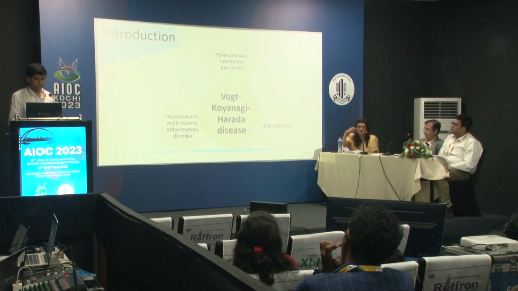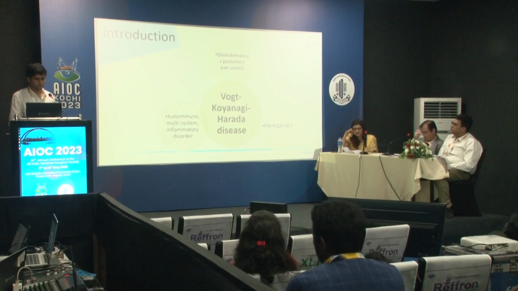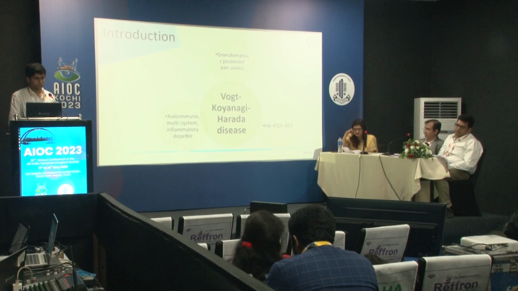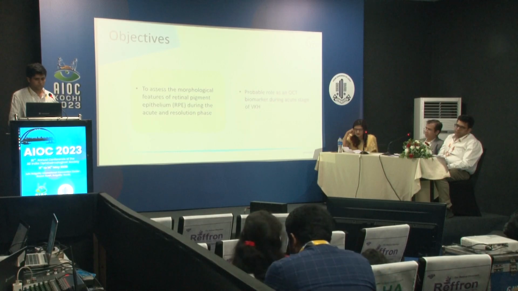So, as we all know, VKH disease is an autoimmune multi-system inflammatory disorder directed against melanocytes with ophthalmic, neurologic, otologic, and dermatological manifestations. In the eye, it presents as granulomatous posterior and panuveitis with diffuse choroiditis, vitritis, serous retinal detachment, and cystoid macular edema. Though the diagnosis is practically clinical, we can use FFA, ICG, and OCT for confirming our diagnosis.